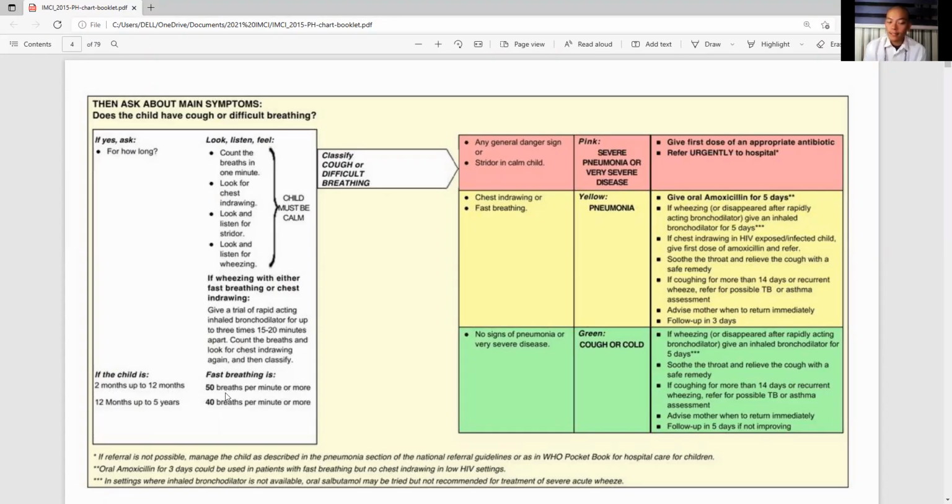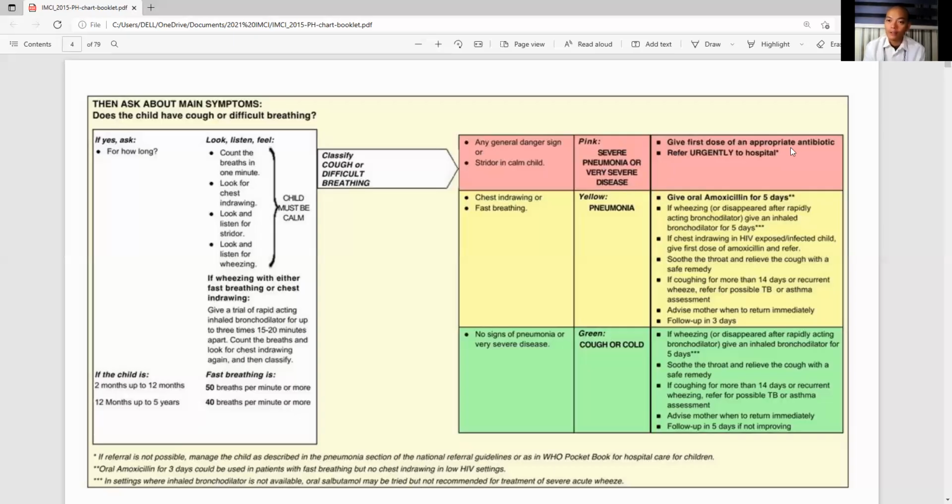2 months to 12 months, fast breathing is 50 breaths per minute or more. 12 months to 5 years, 40 breaths per minute or more. Okay, then with the collected data, classify cough as difficulty breathing. So with all the assessment, what are the signs? Does the child have any danger signs? Is the child experiencing stridor when calm? If yes, severe pneumonia yung classification natin, or very severe disease.